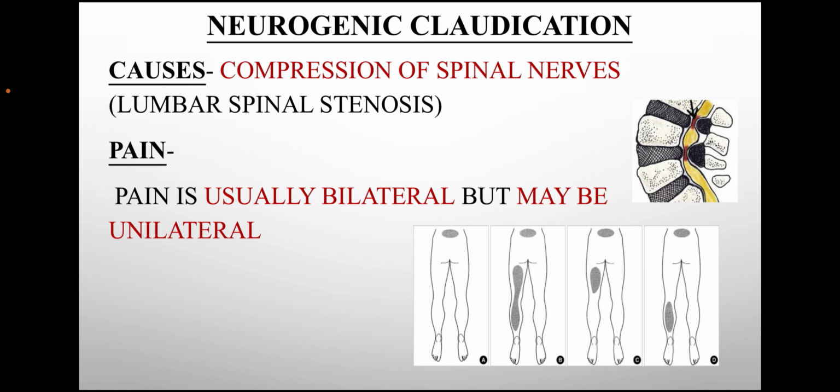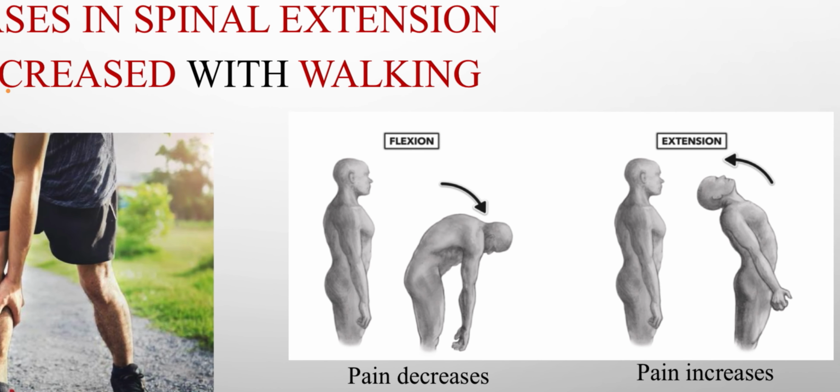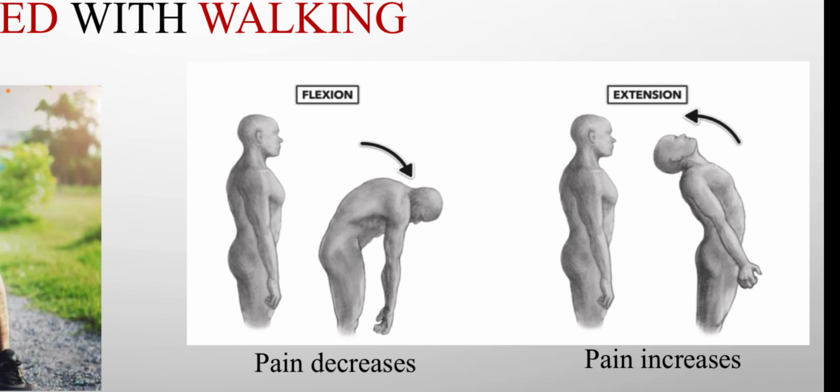Pain: the pain is usually bilateral but may be unilateral as well. Neurogenic claudication occurs in the back, buttocks, thigh, calves, and feet. The pain is decreased in spinal flexion, but the pain increases in spinal extension. It is important to note that in neurogenic claudication, the pain changes with the spinal positions, as you can see in the photo as well.